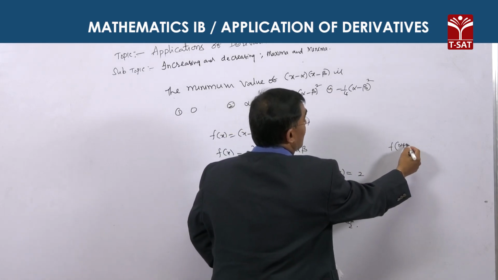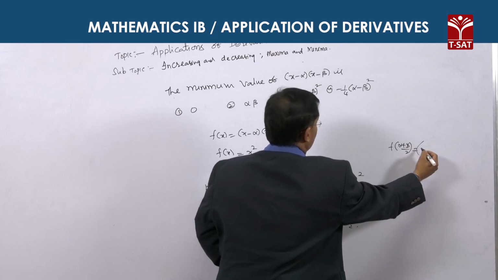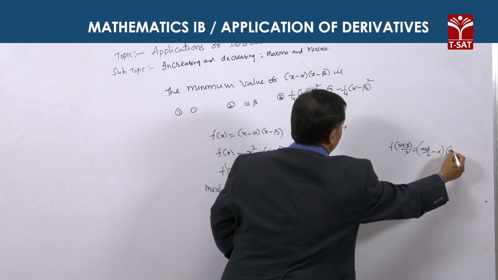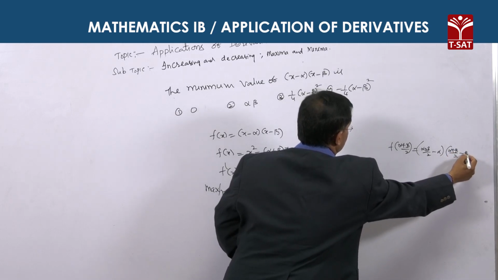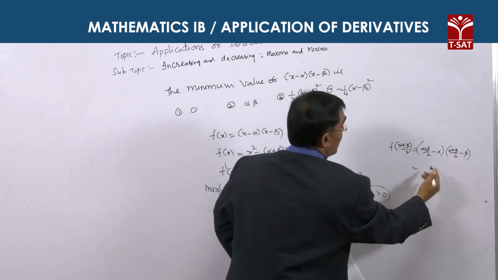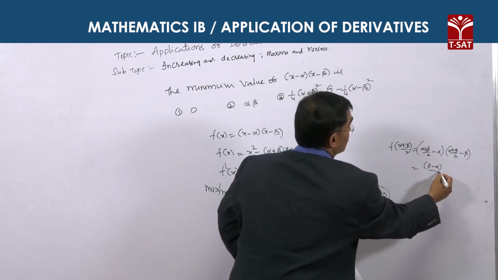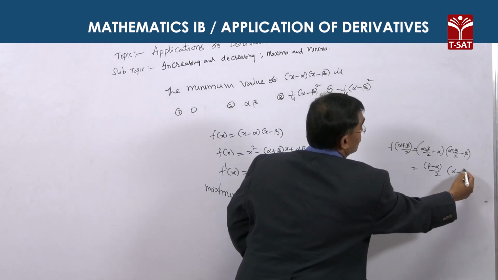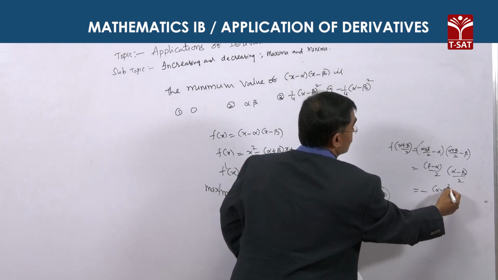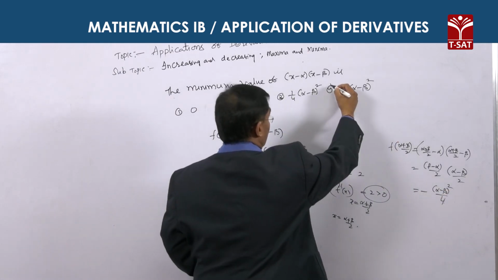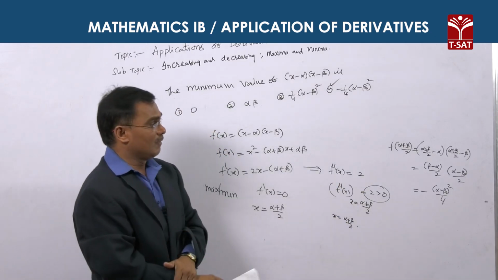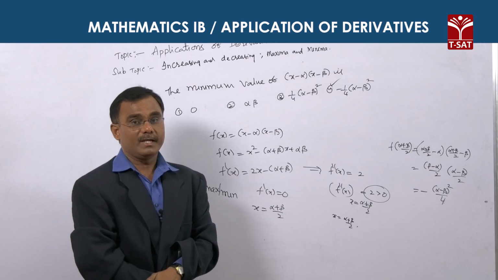The minimum value is f of (alpha plus beta) by 2, which is ((alpha plus beta) by 2 minus alpha) into ((alpha plus beta) by 2 minus beta). Simplify this: the first factor is (beta minus alpha) by 2 and the second is (alpha minus beta) by 2. Taking the minus common, the value is minus (alpha minus beta) whole square by 4. So the minimum value, at (alpha plus beta) by 2, is minus (alpha minus beta) whole square by 4.